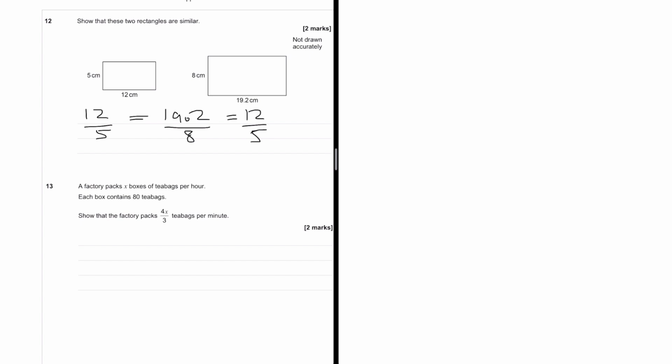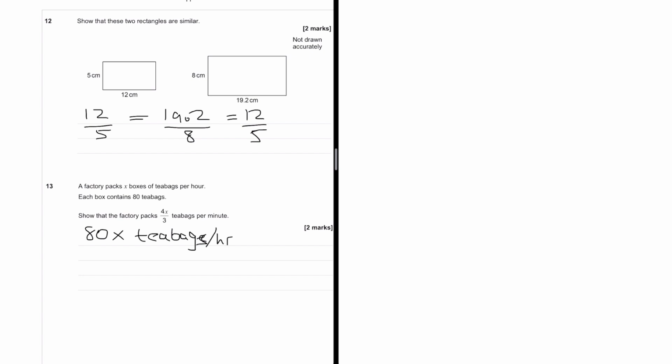So we want to show that the factory packs 4x over 3 tea bags per minute. The first question is, how many tea bags are being packed per hour? If we have x boxes and each box contains 80 tea bags, then it's 80x tea bags per hour.